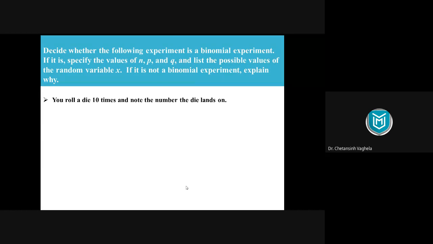You are supposed to throw a die. You have a die in your hand, you have to throw it, and whatever result or number comes up on the die, you have to note it down. Now you need to decide whether this will act as a binomial experiment or not.